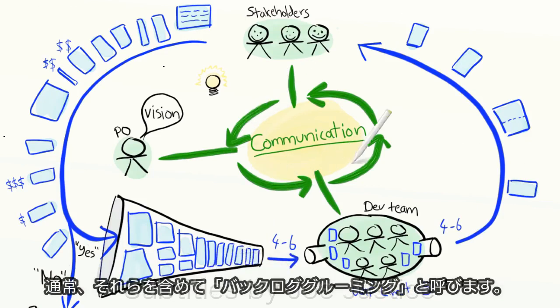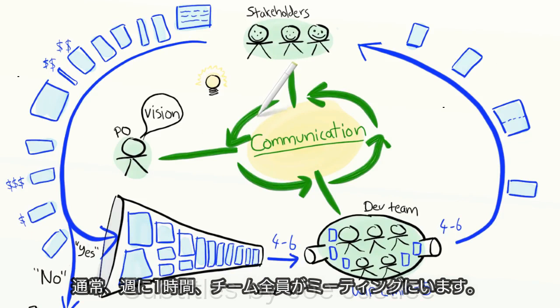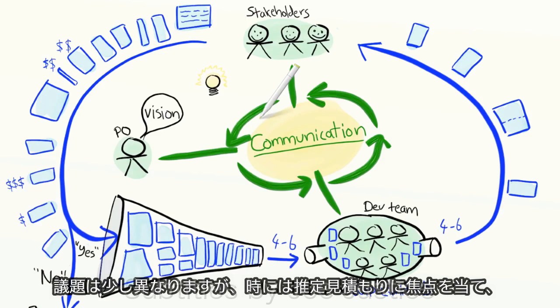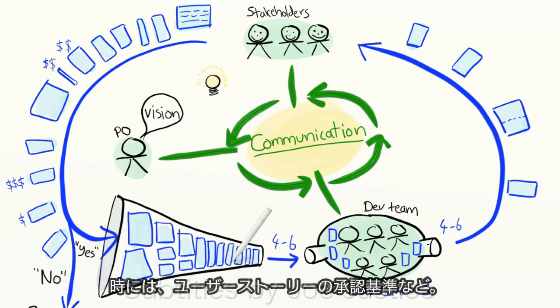All this stuff I've been talking about, estimating the value and size of stories, prioritizing, splitting, all that is usually called backlog grooming. Pat runs a backlog grooming workshop every Wednesday from 11 to 12. 1 hour per week. The whole team is usually there, and sometimes a few stakeholders as well. The agenda varies a bit, but sometimes it focuses on estimation, sometimes on splitting stories, and sometimes on writing acceptance criteria for a story, etc.